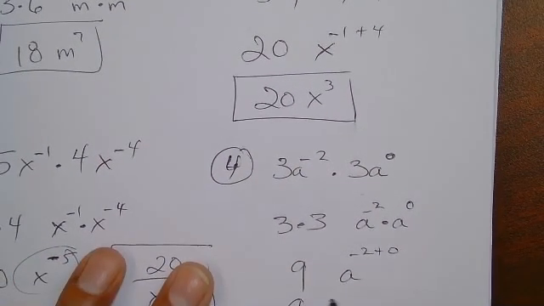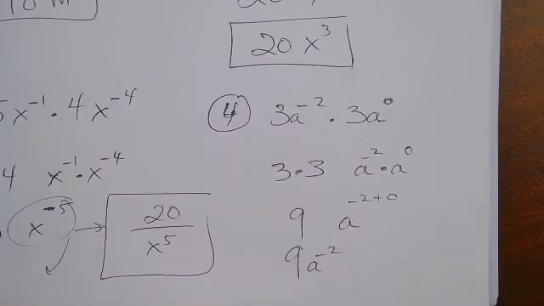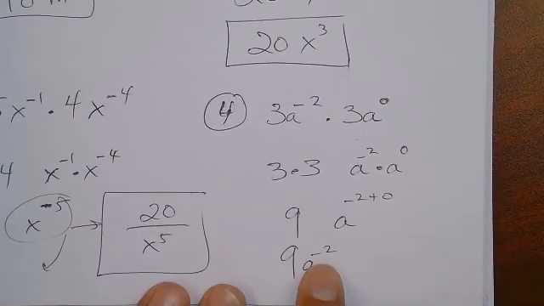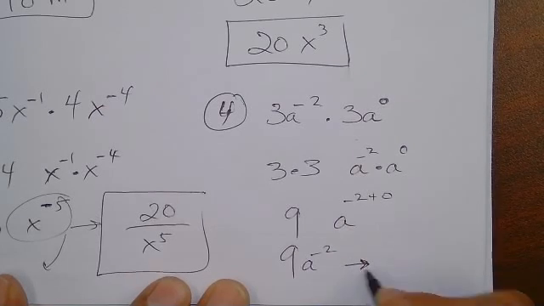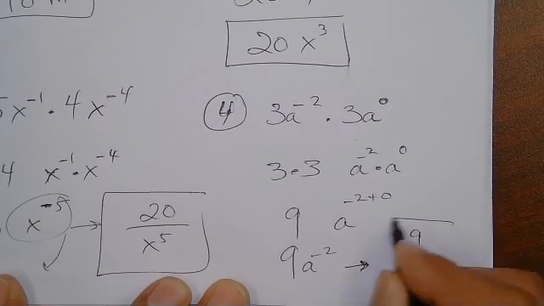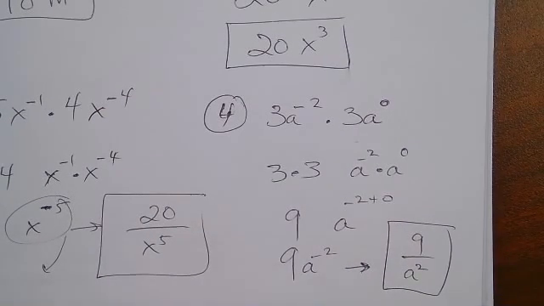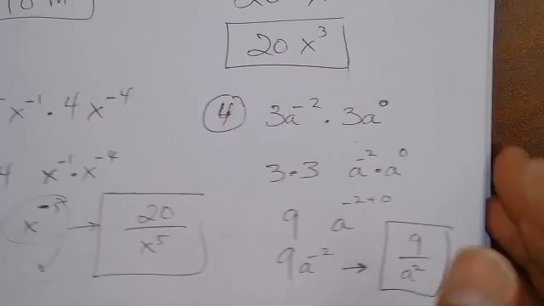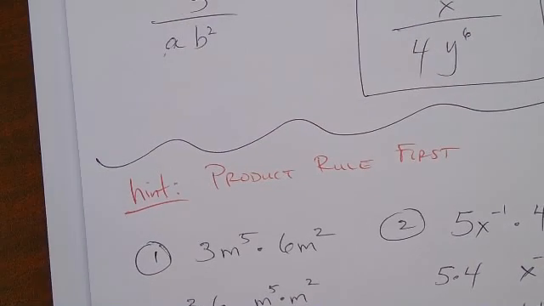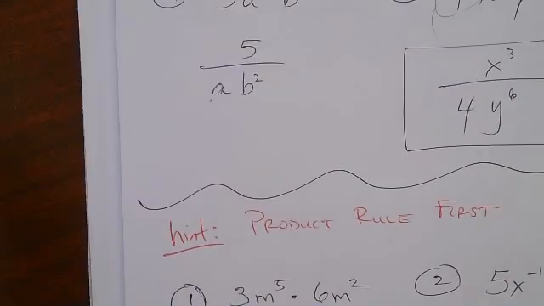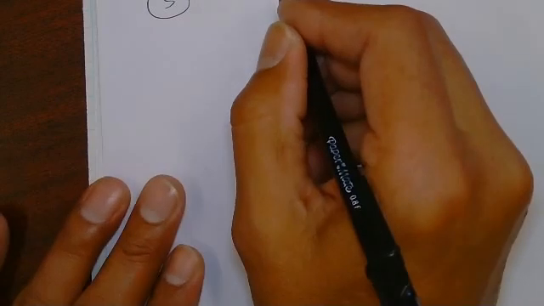Isn't it going to be negative 2 plus 0 because you're supposed to add them? Yeah, you're supposed to add them. Negative 2 plus 0 is still what? Is that going to be your final answer like that? No. If it was a positive 2, yeah, but your answer is what? 9 over a squared. Correct. That's the rule. That's how you work with the negative exponents. Okay, let's kick it up.